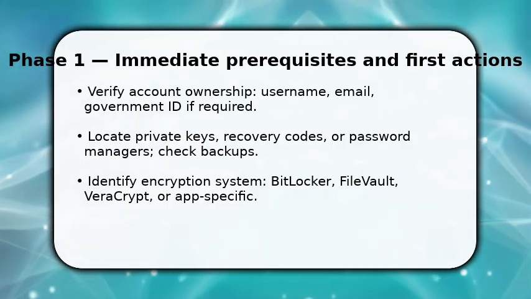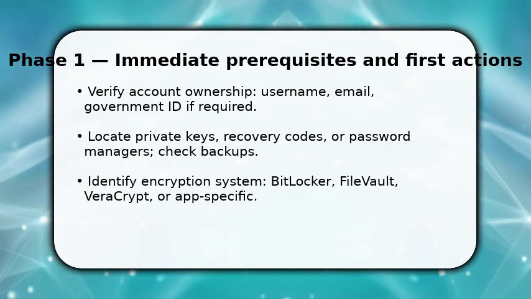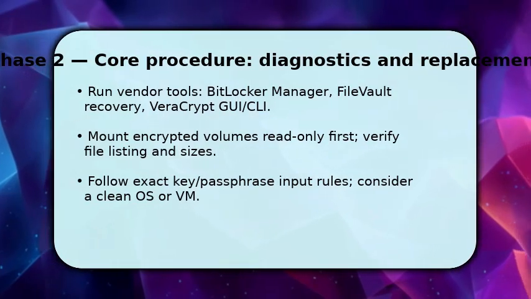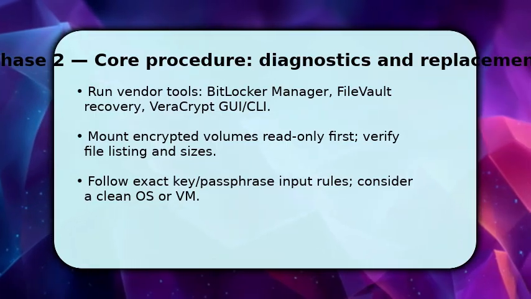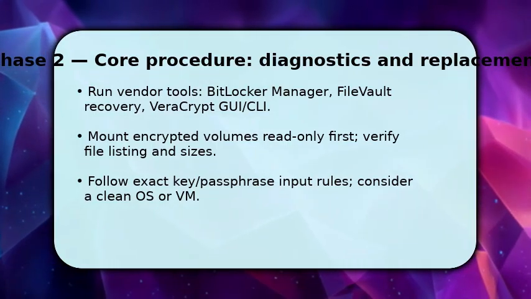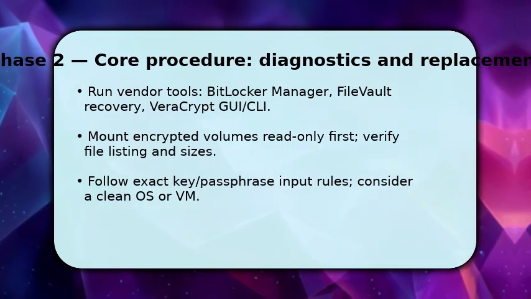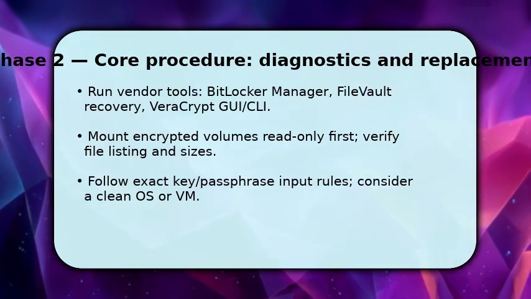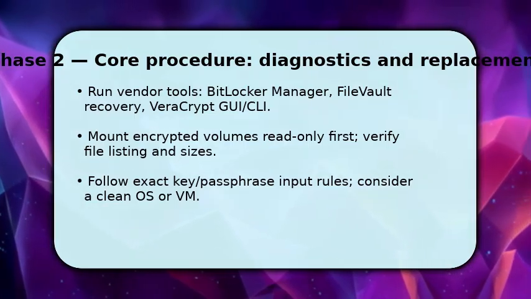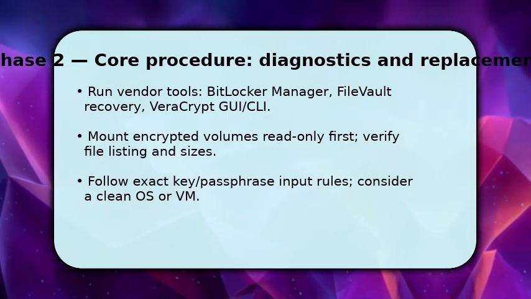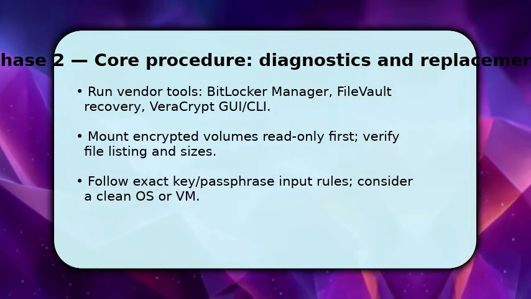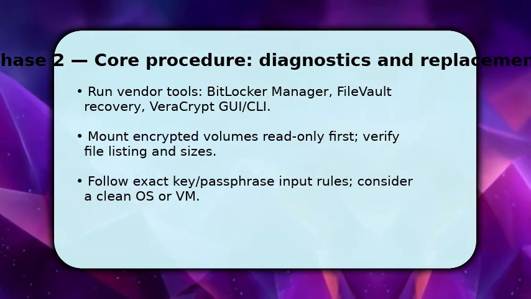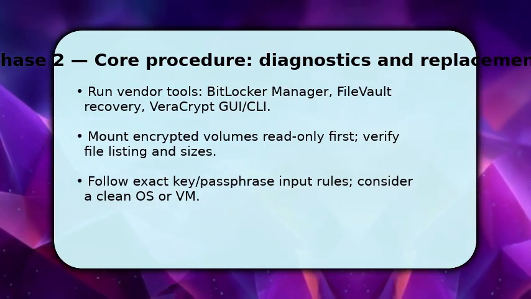Now use the official, documented tools for the encryption type. You open the vendor utility, BitLocker Manager, FileVault Recovery Assistant, or VeraCrypt and supply the exact key or recovery code. Mount the volume read-only first to inspect content without risking modification. If the tool supports command line options, use them for precise control. If you see files listed, export or copy them to a safe, unencrypted location. If errors appear, capture error text before retrying and stop to avoid corruption.